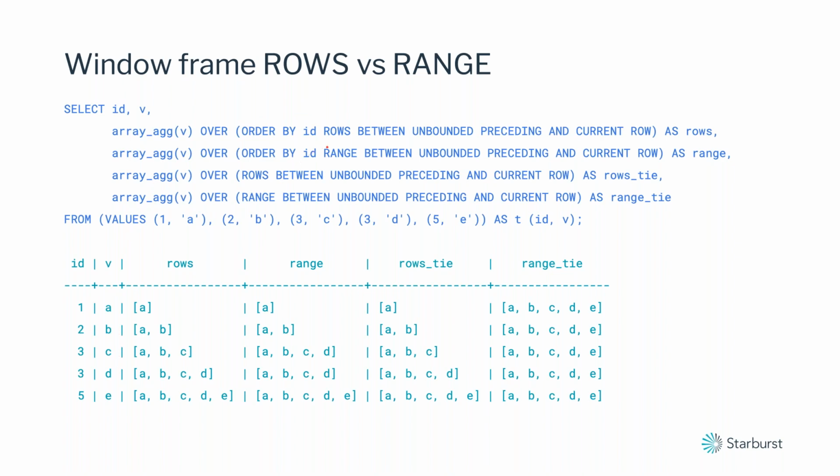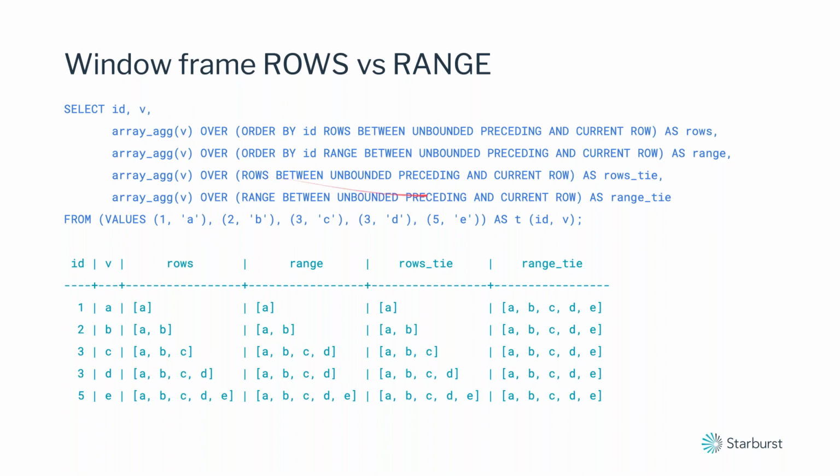Now, ordering by ID with range, on the other hand, current row includes all the values that are tied with it within the ordering. So this one sees A, this one sees A and B, and for both of these that are tied in the order by ID, the current row includes C and D, because even though this row is before it, logically it's not really before it because it's tied here. And so it will see A, B, C, and D. Both of these return the same thing because they're tied within the ordering.